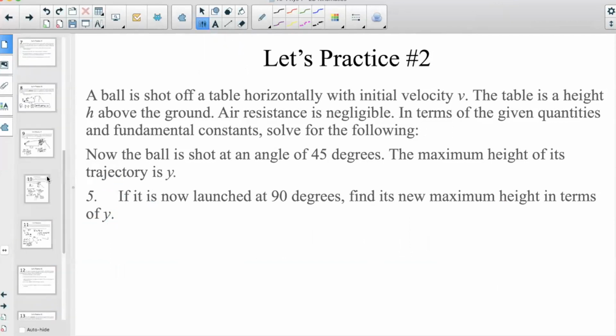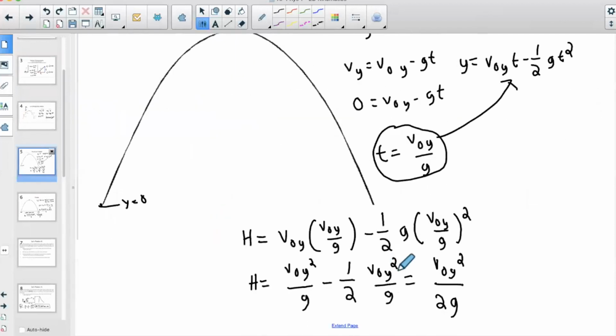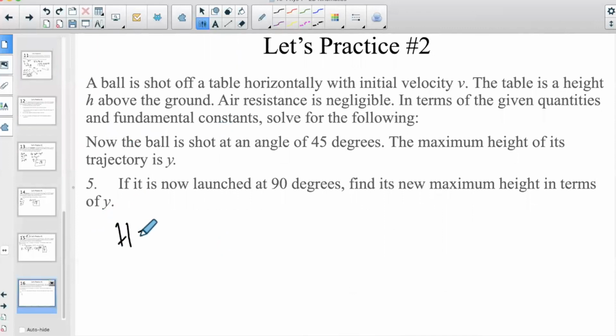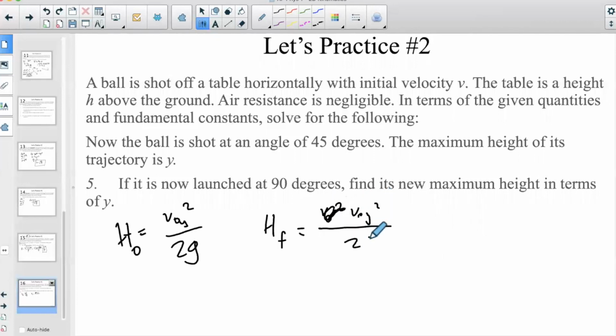And here's what the equation Amog derived for us up here will help us. We know that the maximum height of any projectile is equal to v naught in the y direction squared over 2g. So let's write that again here. In this kind of situation, we could set this as h initial, we could set this as h final. So h final, what would that be equal to? That would be equal to v naught y squared over 2g. This is a different v naught y though, since we're launching in a different direction.